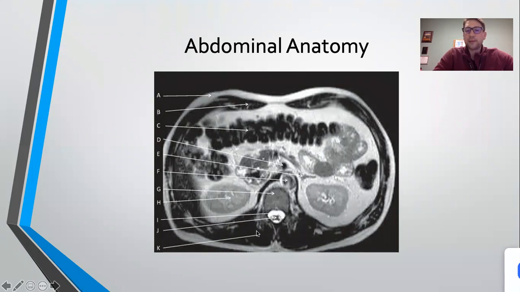Erector spinae muscles, and then psoas muscles, you can't see them yet, but they're a little bit more anterior. So don't ever get the psoas and the erector spinae muscles mixed up. The erector spinae are always behind the vertebral body.